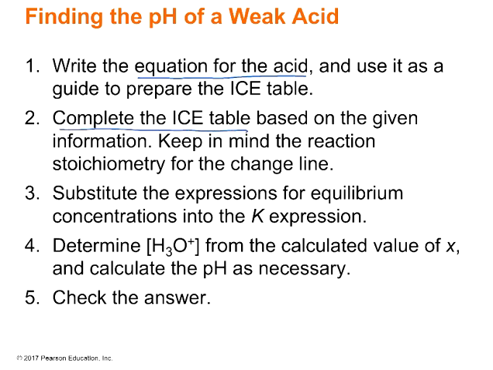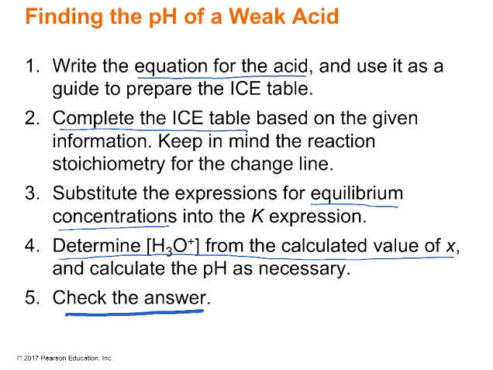And then 3, substitute the expressions for equilibrium concentrations into the expression for K. And then 4, determine the concentration of hydronium ions from the calculated value of X, which X is usually equal to the concentration of hydronium ions. And then we would calculate the pH as necessary. And then number 5, always check your answer. Make sure that your answer makes sense.